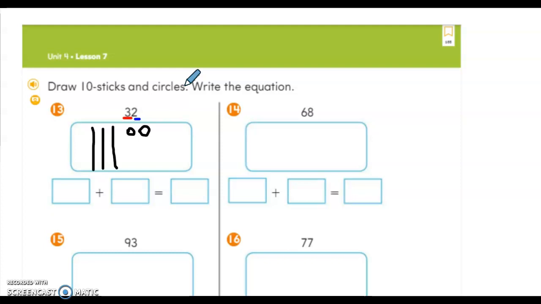Now we want to make the equation. So how many tens? Yep, 3 tens, just like you told me before. 3 tens. How many ones? 2 ones. We put those together to make that number 32.